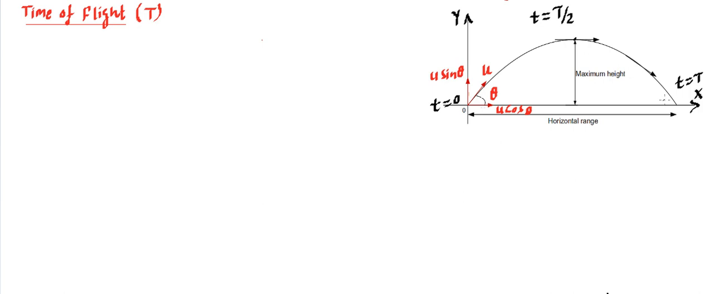Now let's use that equation of y. When the particle lands back on the ground, the y coordinate must be 0. So we will use the y displacement equation: y is equal to u sin theta into t minus half g t squared. See the fourth equation that we had earlier, use this equation and put y equal to 0. As soon as y becomes 0, you'll find t must be equal to capital T.